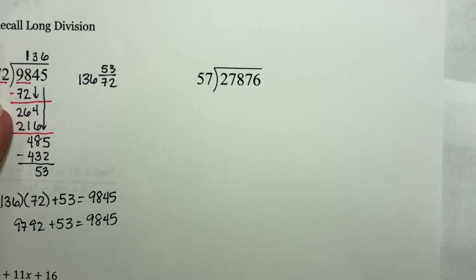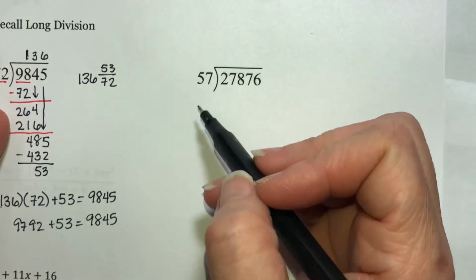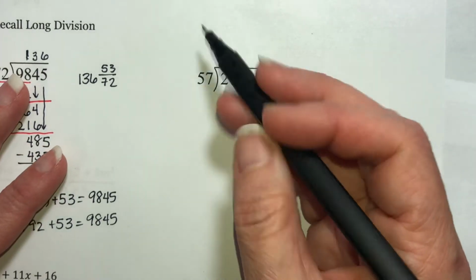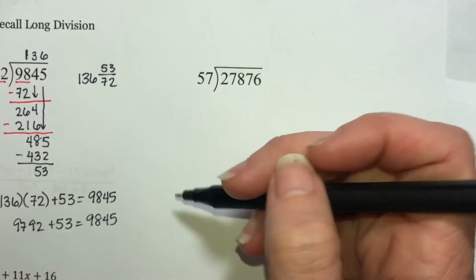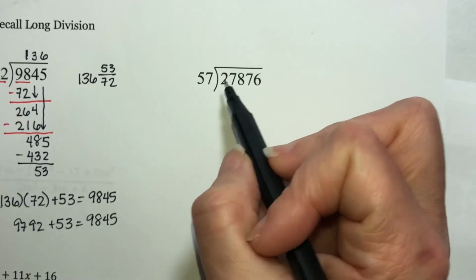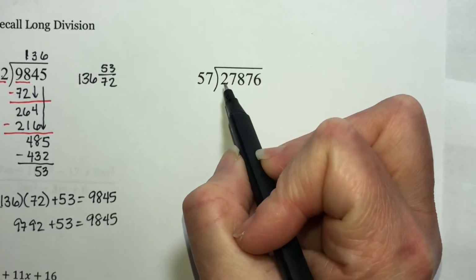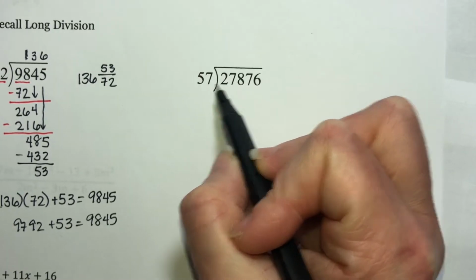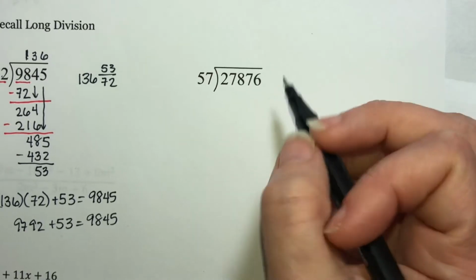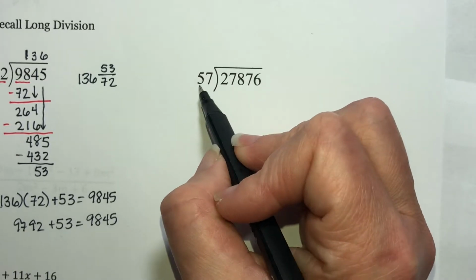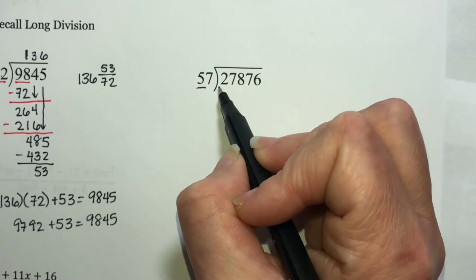This is part 2 of section 5.6. We're remembering how to do long division. We're just talking about the process. Okay, so how many times does 57 divide into 27,876? Okay, so we look at 57 and we want to know how many times it goes into 2.